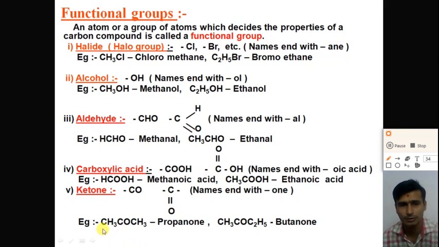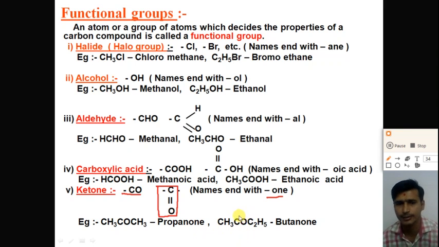Now the last group is the ketone group. The ketone group ends with C double bond O, right? The carbon atom makes a double covalent bond with the oxygen atom, right? The functional group is called the ketone group. The name of the ketone group ends with -one, right? O-N-E, propanone, butanone, right? Like this, right?